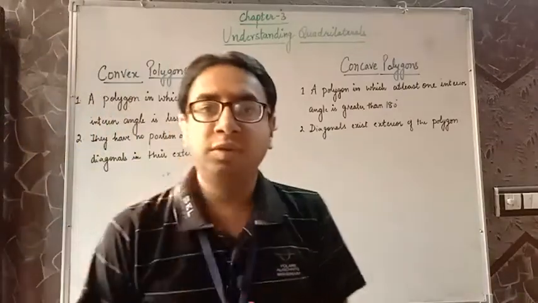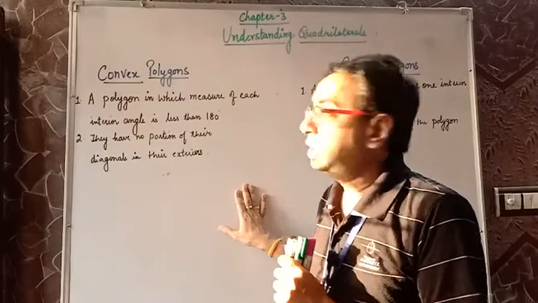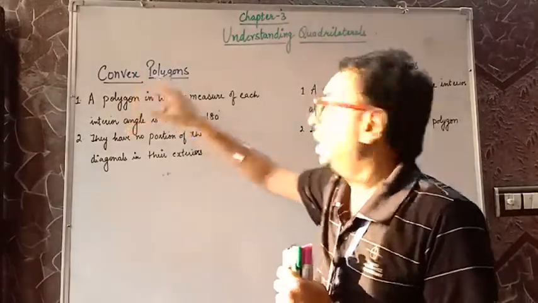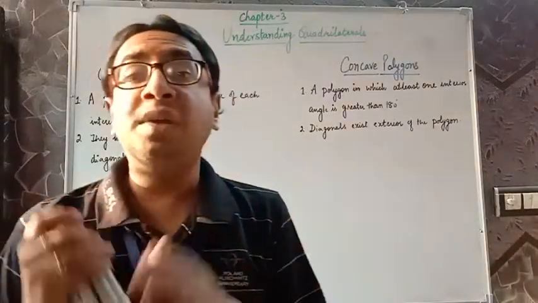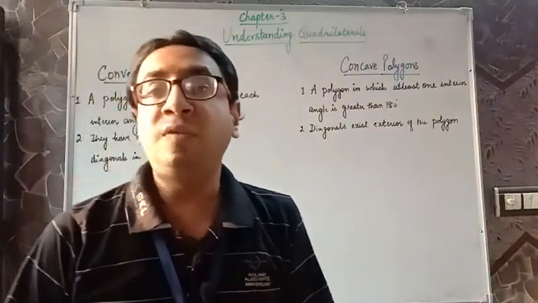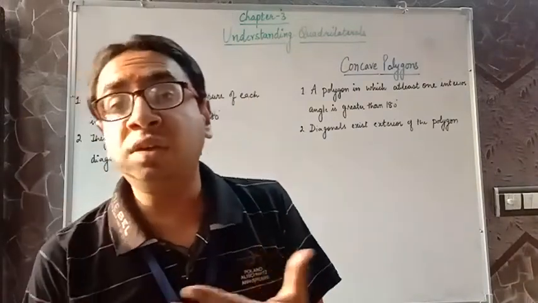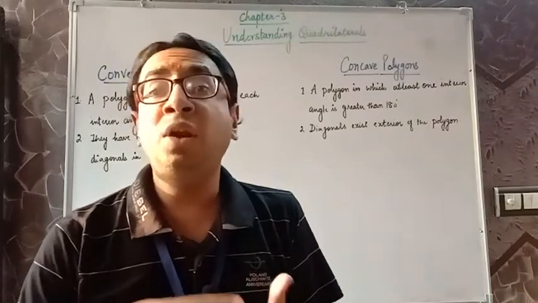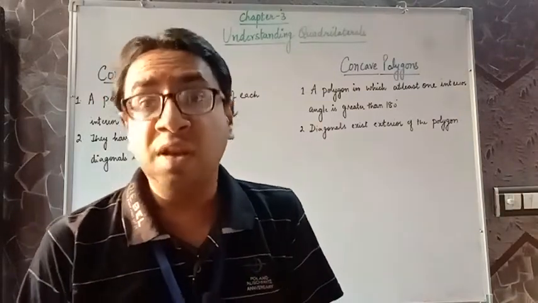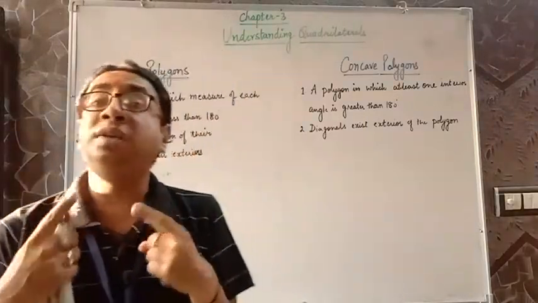Good morning, dear students. Let us start with the next two types of polygons, that is convex and concave. Already we have discussed what curves are, different types of curves: simple curve, closed curve, open curve. What are polygons, why polygons are known as simple closed curves, and why they are only made up of line segments. We have discussed diagonals.